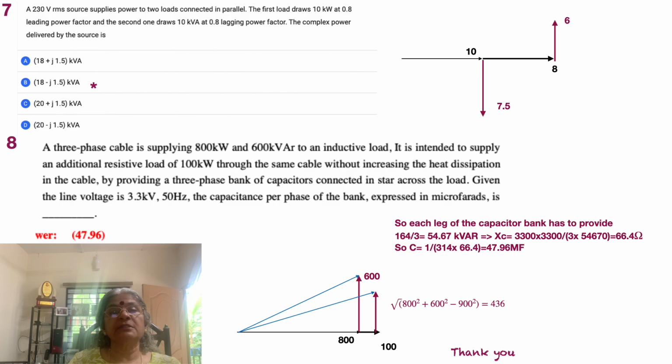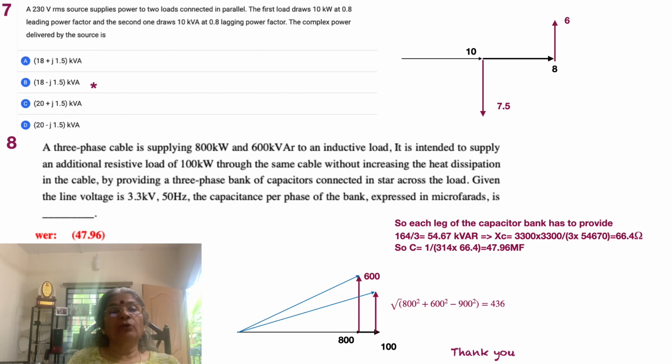First draws 10 kilowatt. So 10 kilowatt is the active power, at 0.8 leading power factor. What does it mean? That is 10 divided by 0.8. When the power factor is 0.8, it means that sin phi is equal to 0.6. So 10 divided by 0.8 multiplied by 0.6 gives you 7.5, and it is leading. So I have drawn the picture downward. You can also consider it as negative.